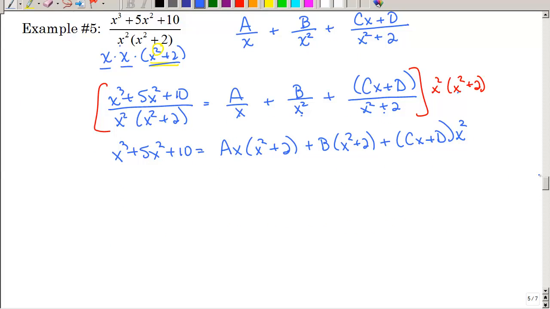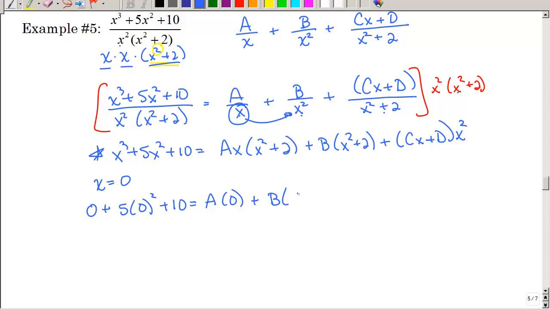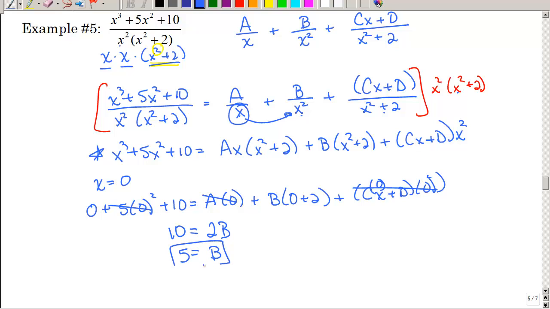Now we're going to use our convenient values, and you're only going to get one because remember x and x squared set equal to 0 give you the same value. So we're going to have x equal to 0. Everywhere there is an x, we're going to put in 0. So that's going to be 0. We have 0 plus 2, and then that's going to be 0. And yes, you would put a 0 there as well, but that's going to go away, that goes away, so we have 10 equals 2B, so B is 5.